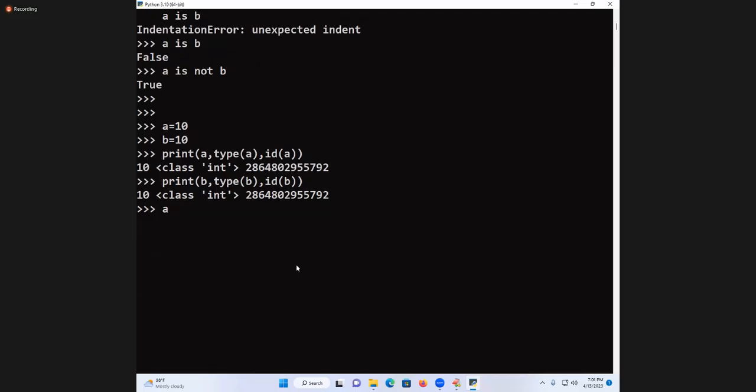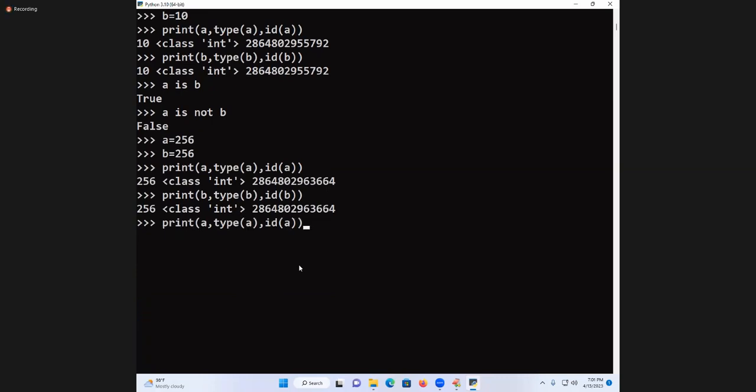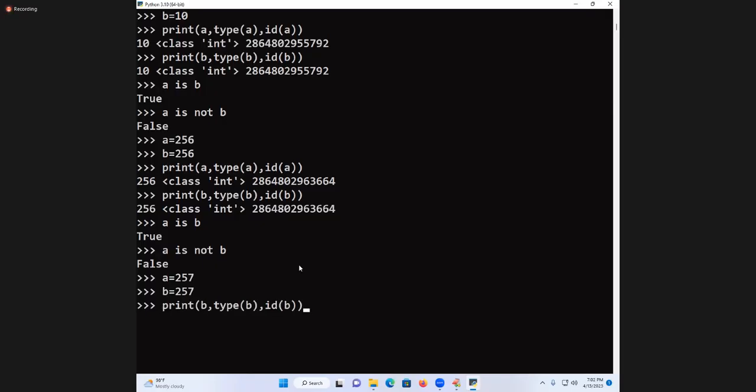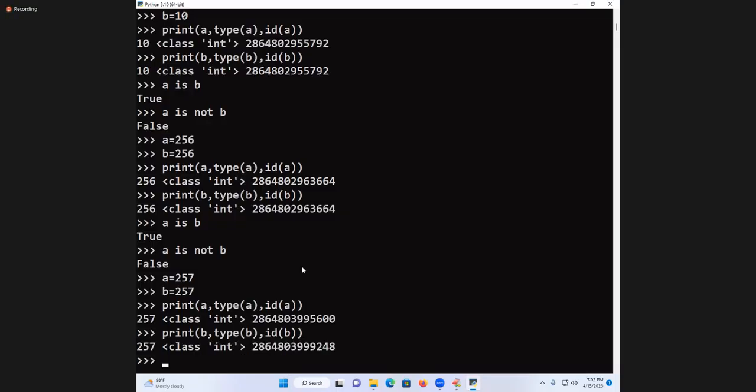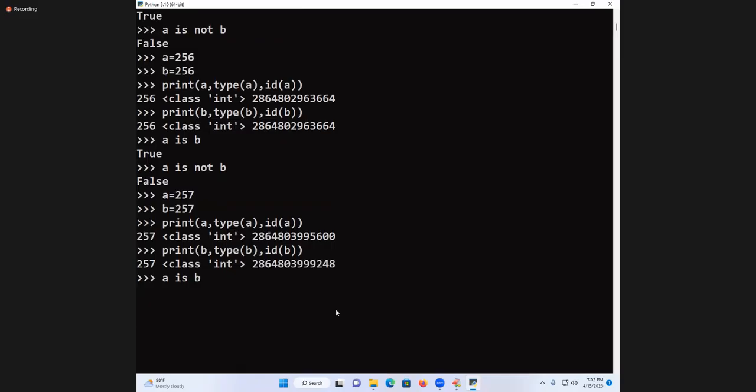A is B: True. A is not B: False. A is equal to 256, B is equal to 256. Print of A, print of B. What address? Same address. A is B: True. A is not B: False. Now A is equal to 257, B is equal to 257. Different address. Check it out, different address. A is B, A is not B.